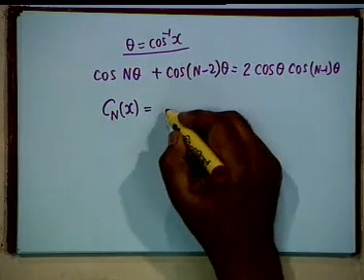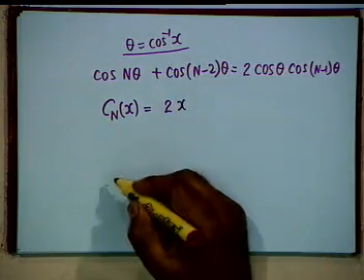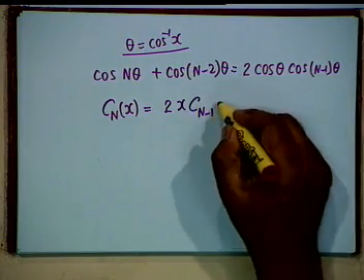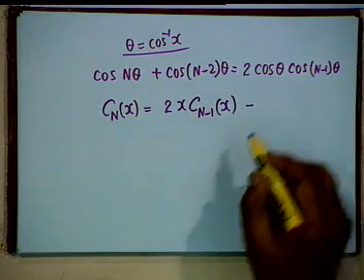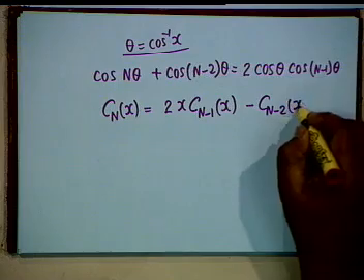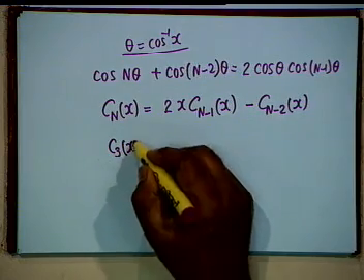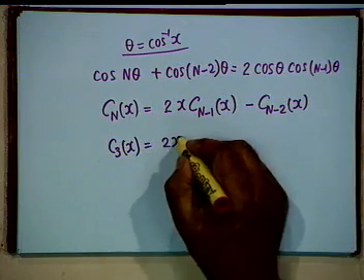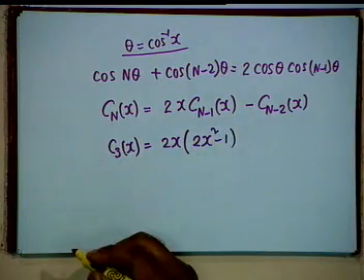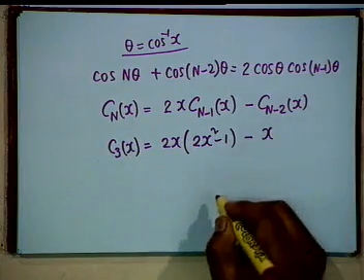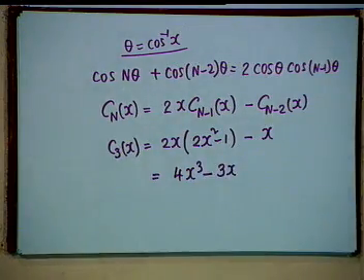So, C n of x is equal to twice cosine theta is x, cosine of n minus 1 theta is C n minus 1 of x, minus this quantity taken to the right. So, C n minus 2 of x. For example, if capital N is 3, C 3 of x is equal to twice x C 2 of x, we have already found out 2 x square minus 1, minus C 1 of x, which is x, and therefore this is 4 x cubed minus 3 x, which agrees with the previous result.